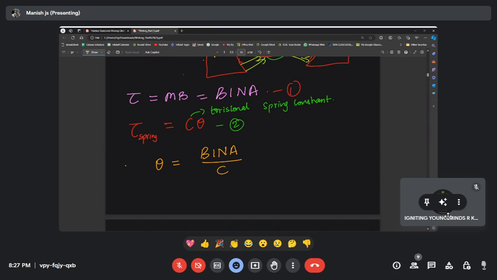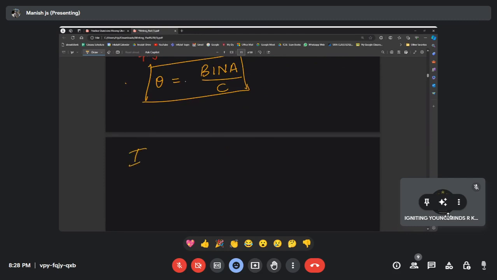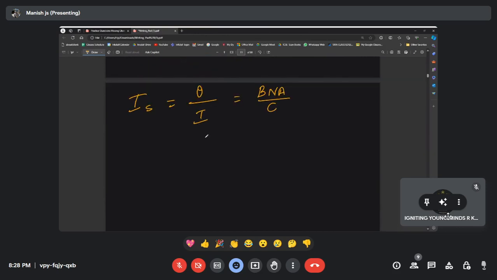This is the relationship for theta, the deflection. You can find out how much the deflection is using this formula. In the same way, now we can write what current sensitivity is. Current sensitivity is defined as the number of deflections per unit current. I have already given you the relation for the deflection, so substitute and you will get BNA upon C, where C is your constant. This is current sensitivity: BAN upon C.